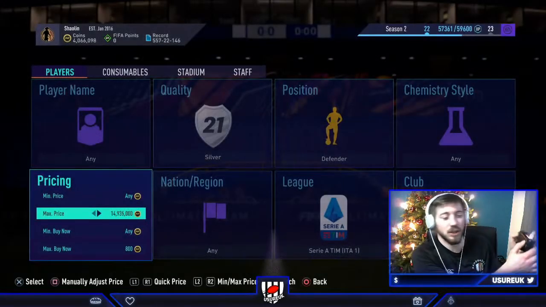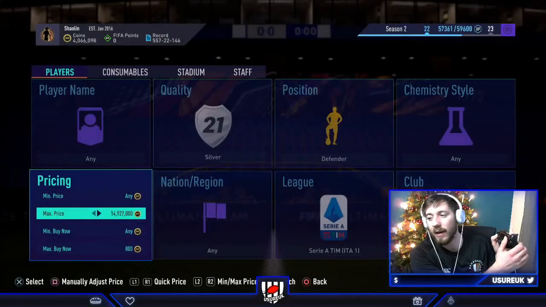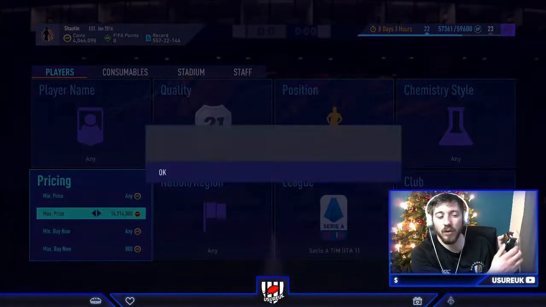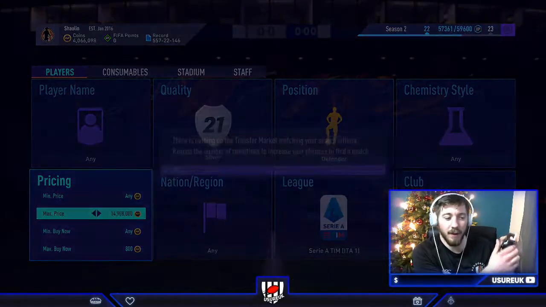You're just going to keep doing this. You're just going to keep going down on left on the D-pad and pressing triangle until one pops up for 800 coins. And this is your sniping filter right here.